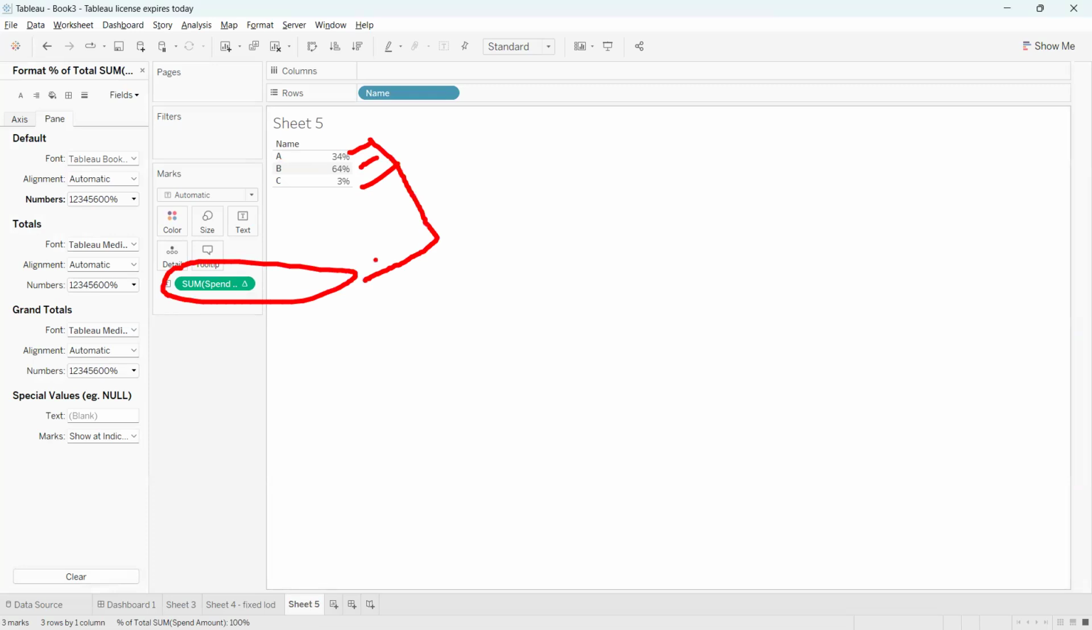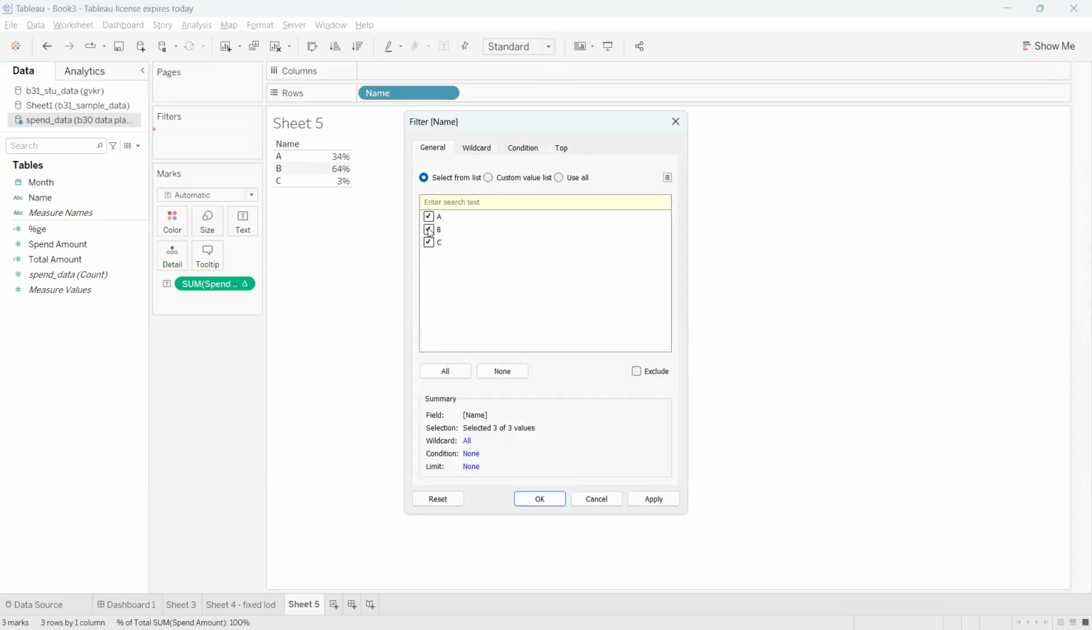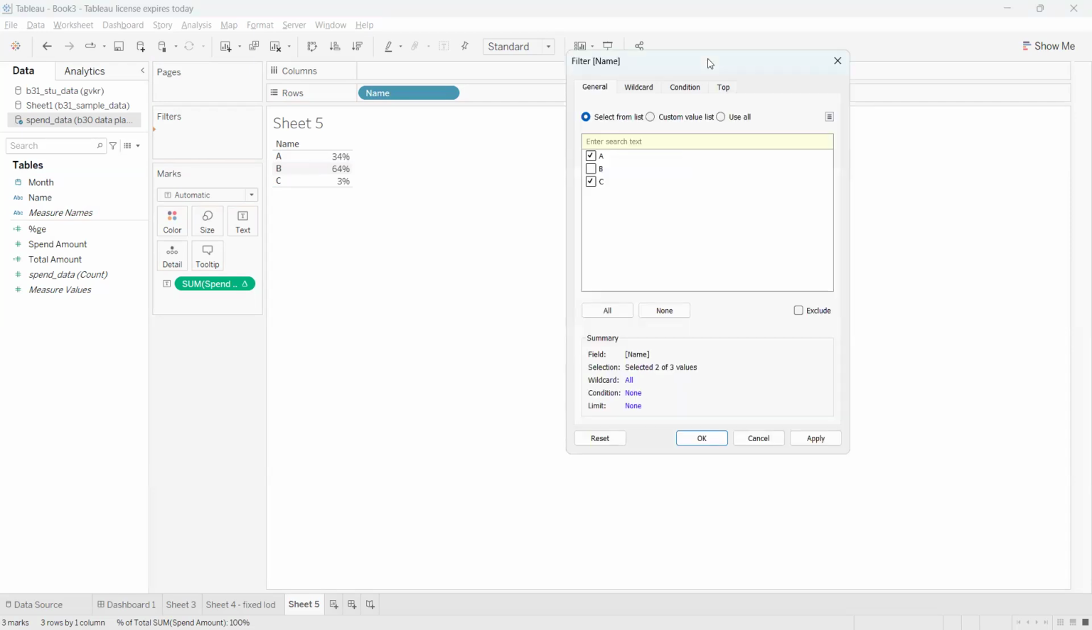But why are we going for this fixed LOD? So let me come to the second requirement. What is the second requirement of the user? He wants to see only person A and person C in the sheet. So I'll follow the same approach. Drag the name into the filter shelf, simply uncheck person B here. Now let's see what will happen.